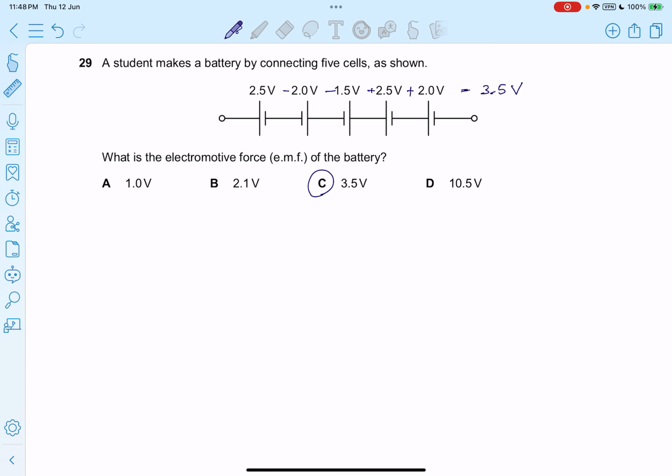29. A student makes a battery by connecting 5 cells as shown. So what is the EMF of the battery?